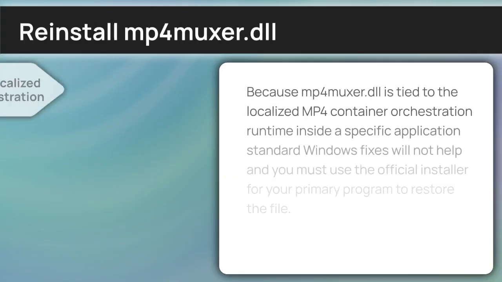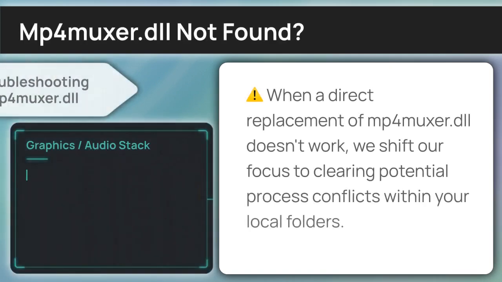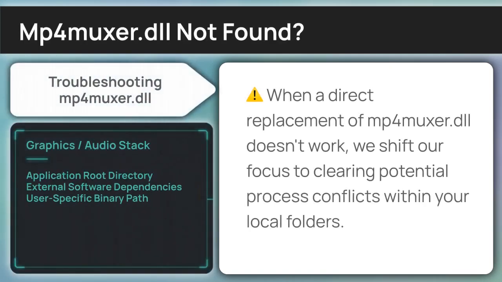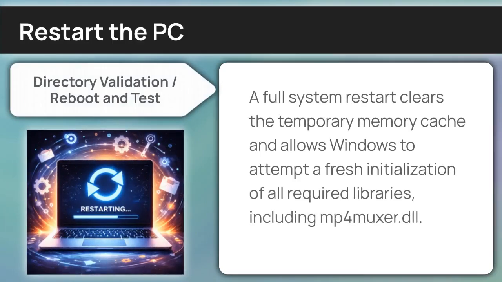Because the mp4muxer library DLL is tied to the localized MP4 container orchestration runtime inside a specific application standard, Windows fixes will not help, and you must use the official installer for your primary program to restore the file. Should the file remain missing after a reinstall, we need to ensure that the operating system is forced to re-index its shared library paths. A full system restart clears the temporary memory cache and allows Windows to attempt a fresh initialization of all required libraries, including the mp4muxer library.